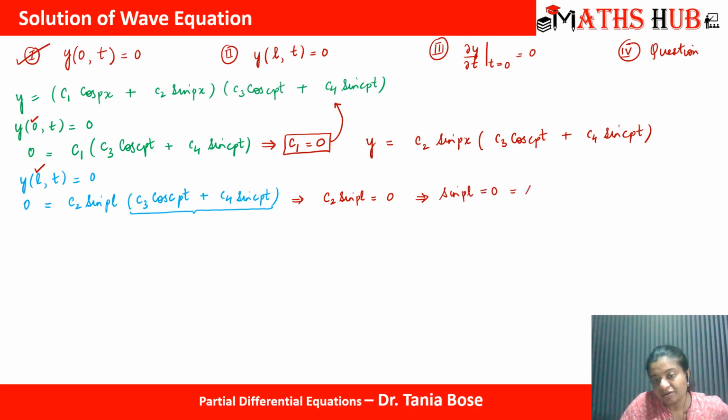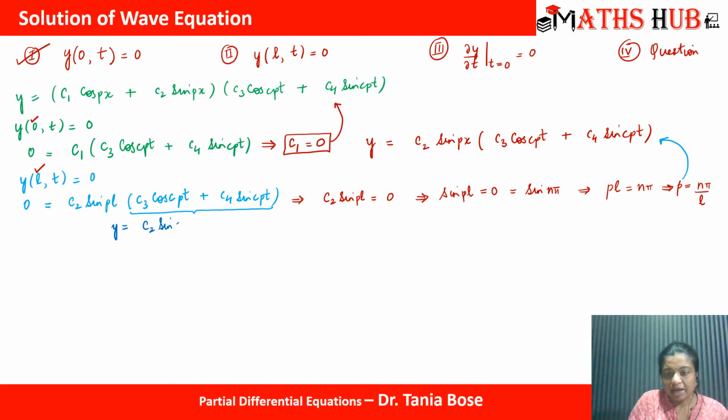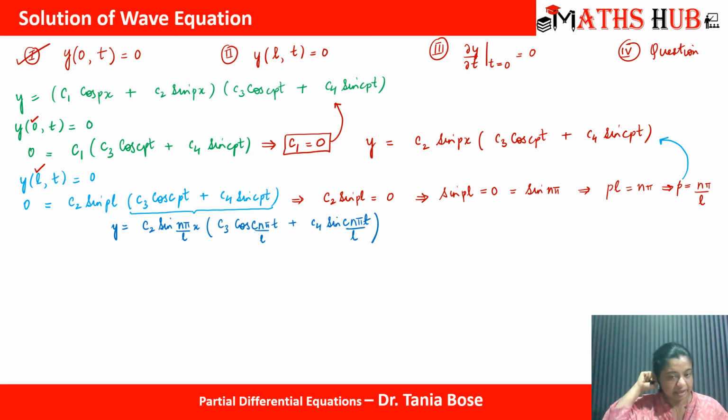Now which values of sine are 0? Sine n pi, right? So if sine PL is equal to sine n pi, that means P into L is n pi. So we get the value of P as n pi by L, right? So let us substitute P equal to n pi by L in this expression. So y becomes C2 sine n pi by L x multiplied by C3 cos C n pi by L t plus C4 sine C n pi by L t, right?